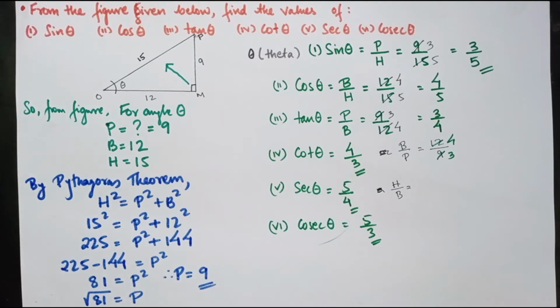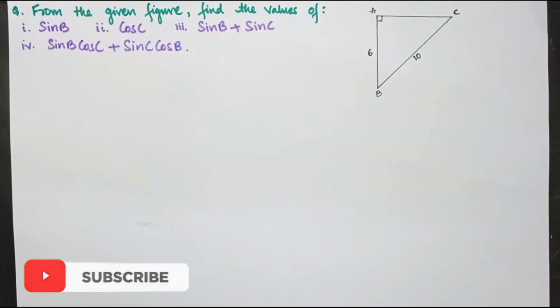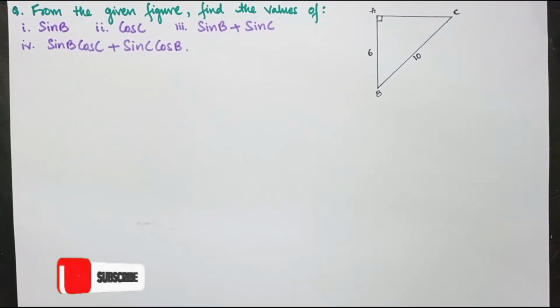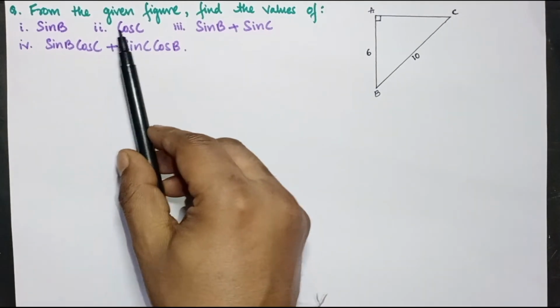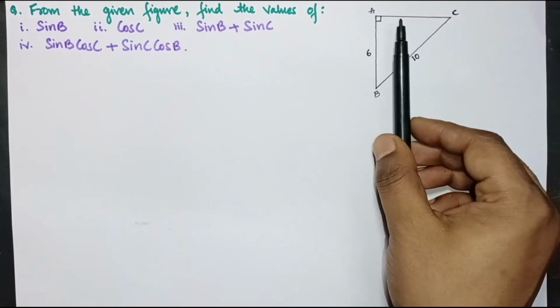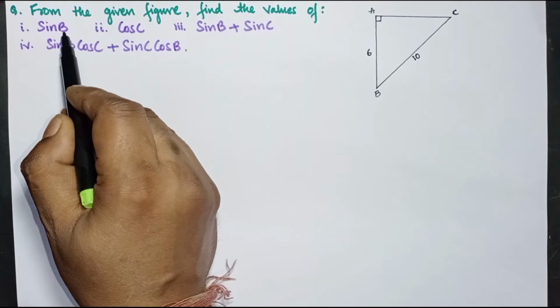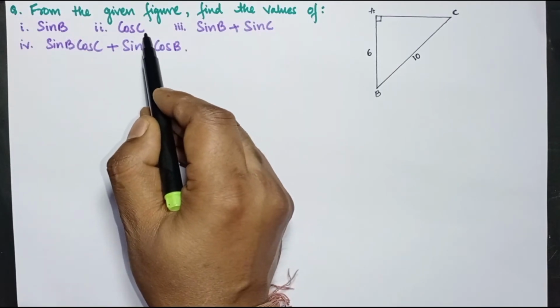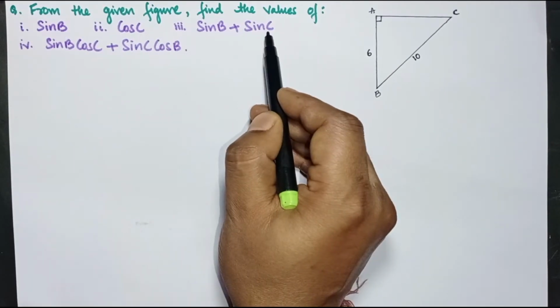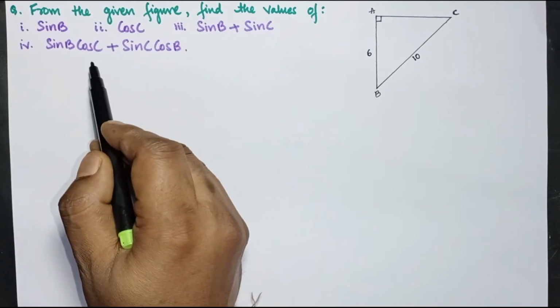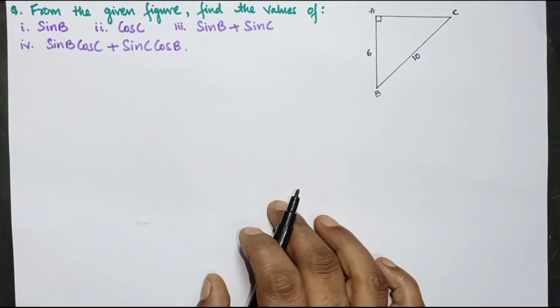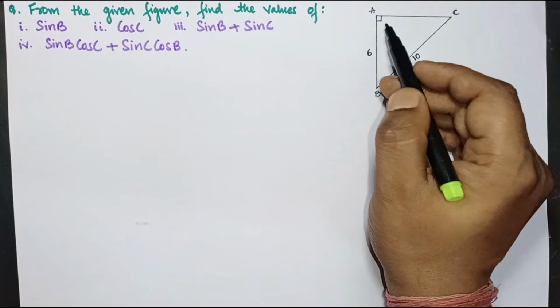Now let's solve another question. Here we have another question, and it's one of the important questions. What you can see in this question is, from the given figure, we have a figure, obviously a right angle triangle. You can see here the angles are different: sin B, cos C, sin B, sin C. So the angles are different. I'll show you in a very simple way. What happens is that you can see here in this triangle.